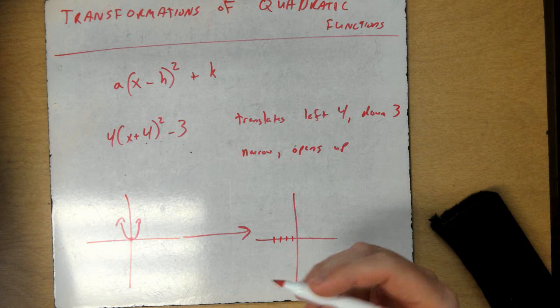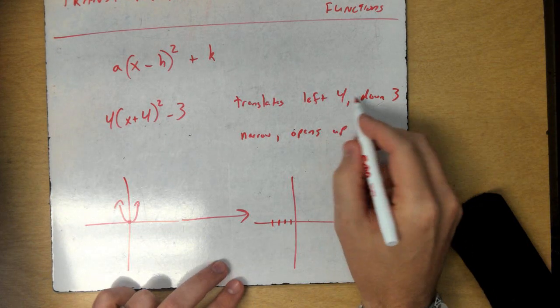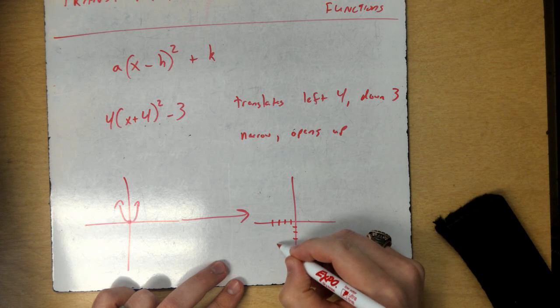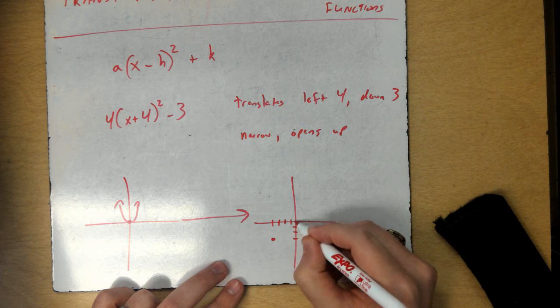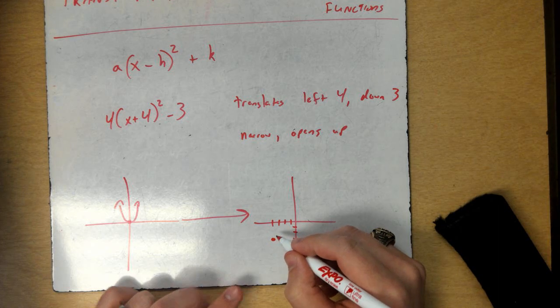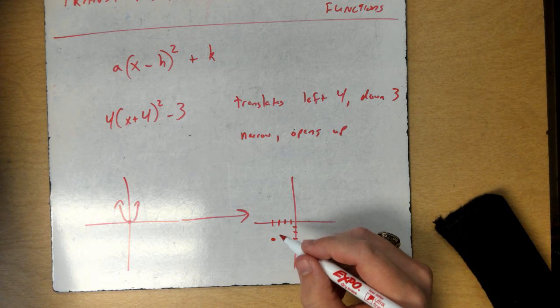You don't have to do this. I'm just showing you how this works. So left 4, down 3. So left 4 and then down 1, 2, 3. So my vertex is here. It's left 4, down 3. This is where the middle of my graph is going to be. My axis of symmetry will be here.